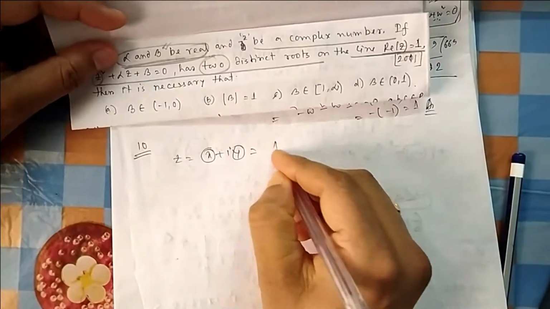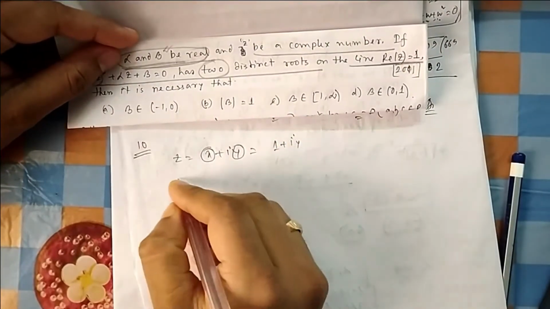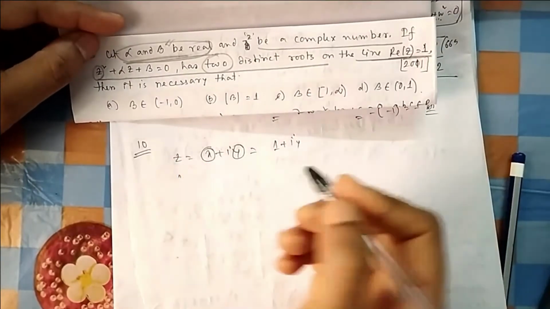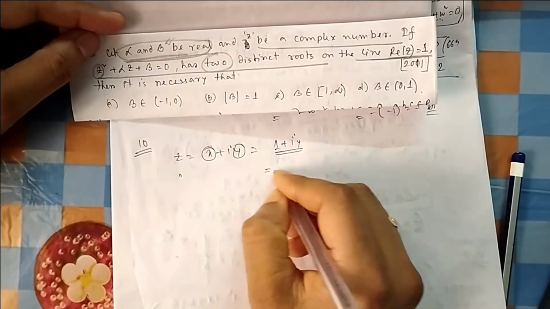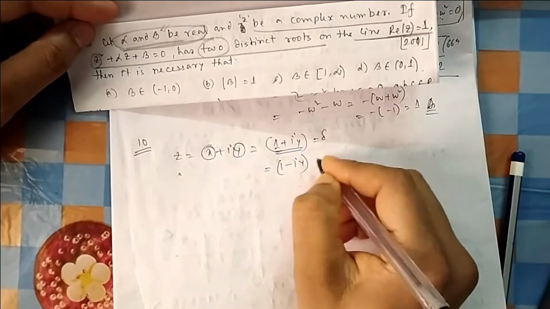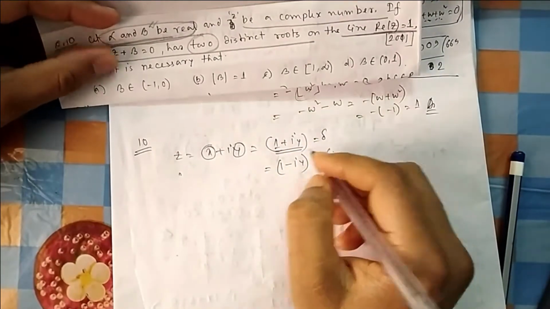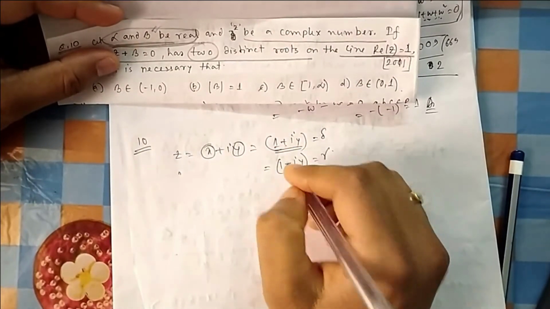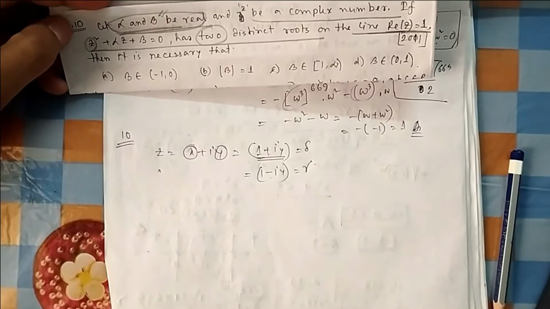Real part is given 1, so 1 plus iy. So what will be the another root? Suppose this is one root, whatever root, and the another root will be 1 minus iy. You can name it, suppose this is delta, this is gamma. So these are the two roots. One is 1 plus iy, another one is just the conjugate of this one because they are complex.